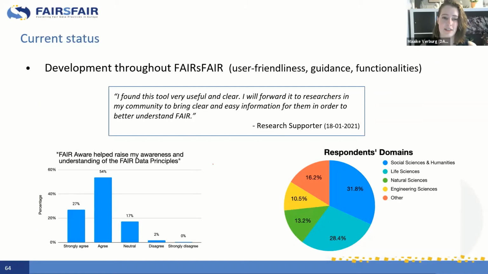And you can see that the spread of different domains is quite nice. Mostly the social sciences and humanities and life sciences use our tool, but other domains also have used our tool quite a lot. And the same goes for different roles and different types of organizations. We see a nice spread.